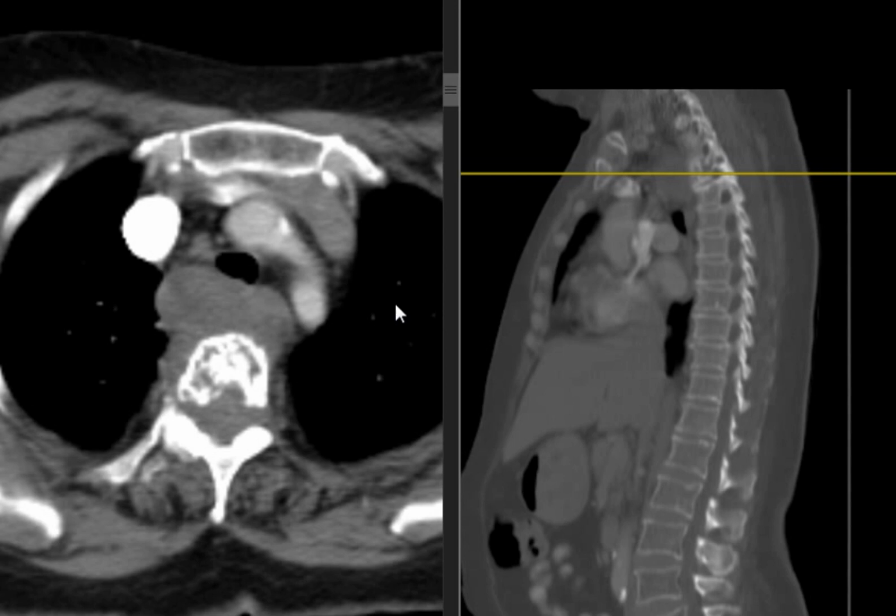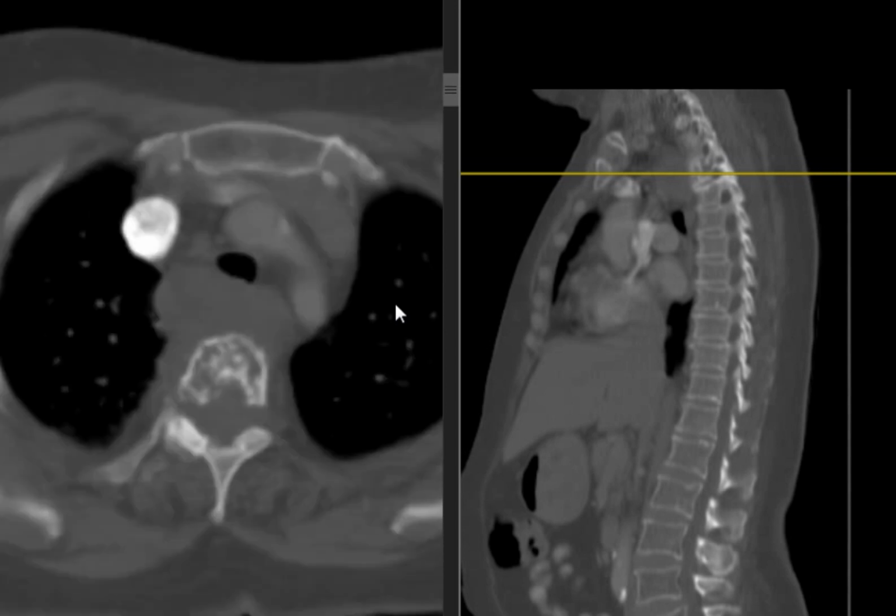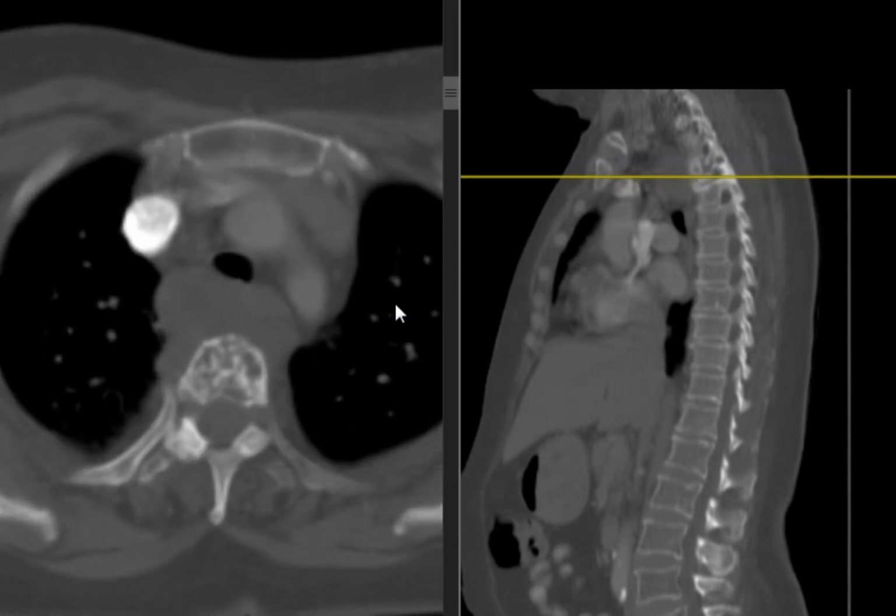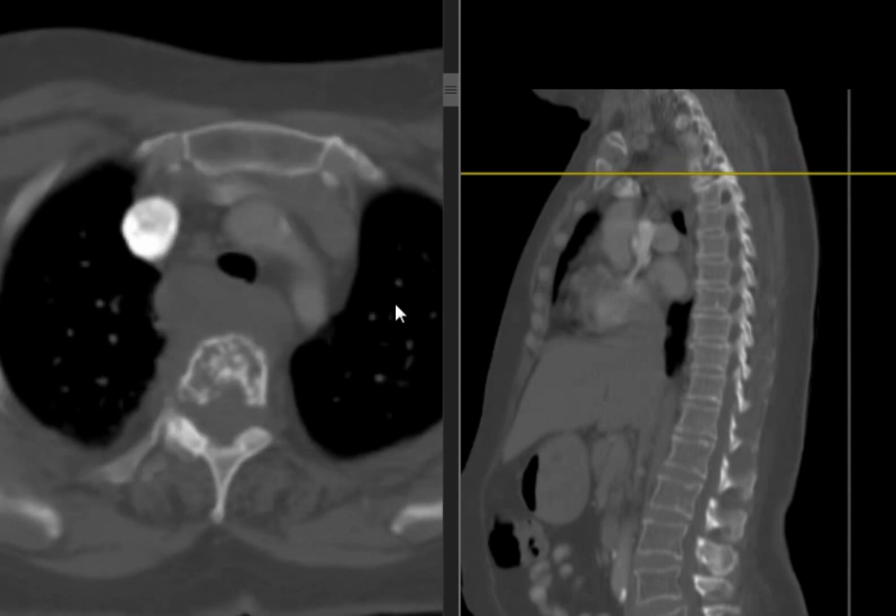Let's go back to the bone window. What is your differential diagnosis for a 48-year-old? I think she's more than 48, maybe 50-something, 58. Anyway, a female patient with a solitary vertebral lesion. Do we have any other vertebra involved? No. Or any other bony involvement, let's say? Okay. So metastasis, of course, number one.